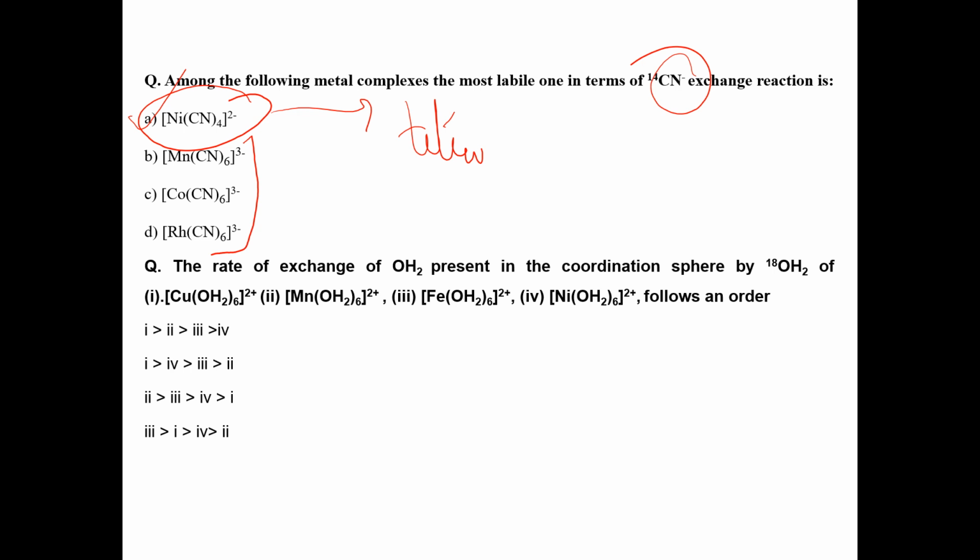Moving to the next one, the rate of exchange of water present in the coordination sphere by this isotopic water molecule follows an order. So basically, you have to identify which one will be more labile to the exchange rate of this isotopic water molecule. If you know the answer, just tell me. Thereafter, I will explain.